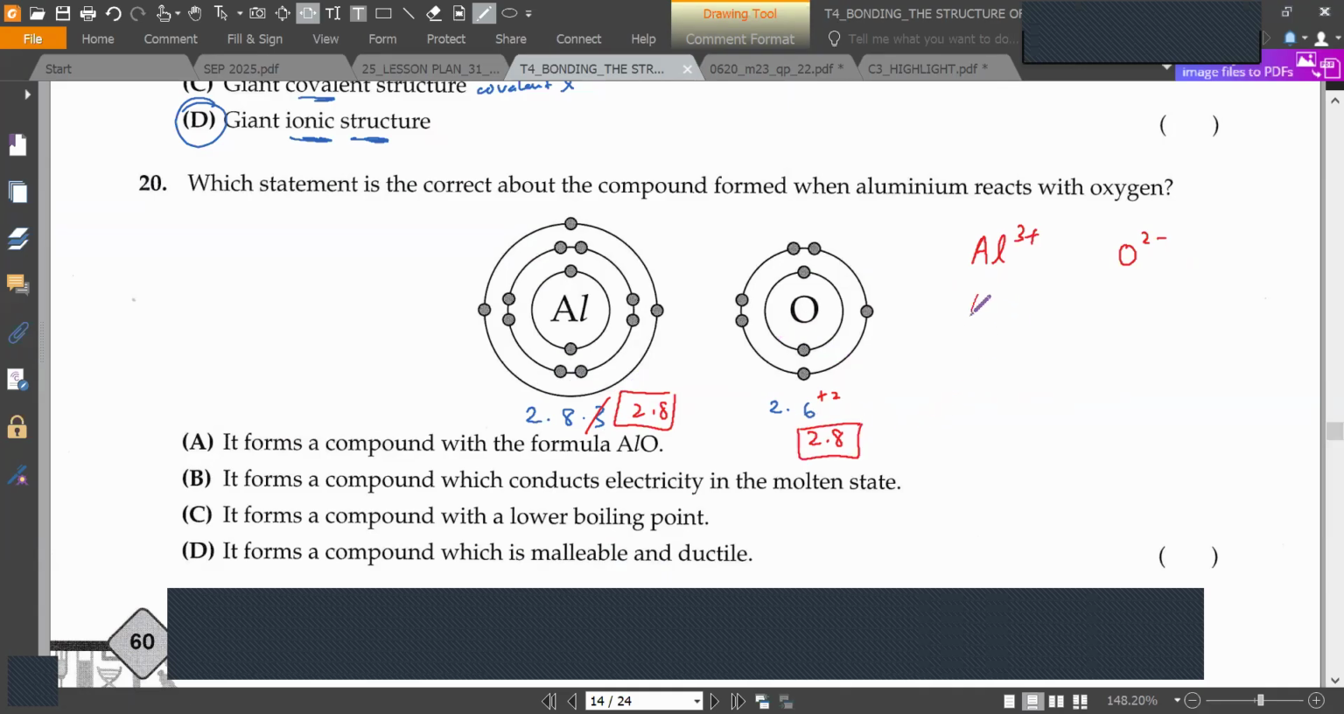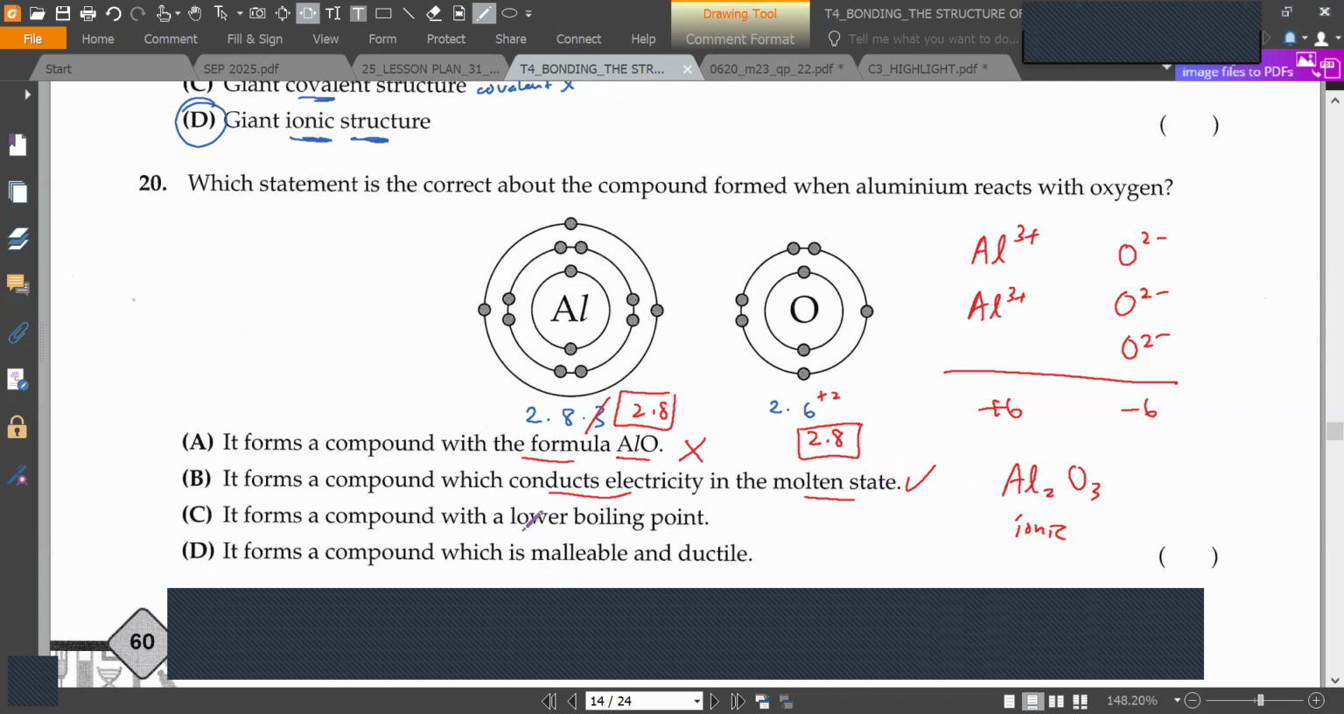To balance the charge, it will be plus 6, negative 6. So the correct formula will be Al2O3. So the formula AlO is incorrect. Al2O3 conducts electricity in the molten state. This is an ionic compound, and in the molten state it can conduct electricity. Yes, correct. So this is correct.